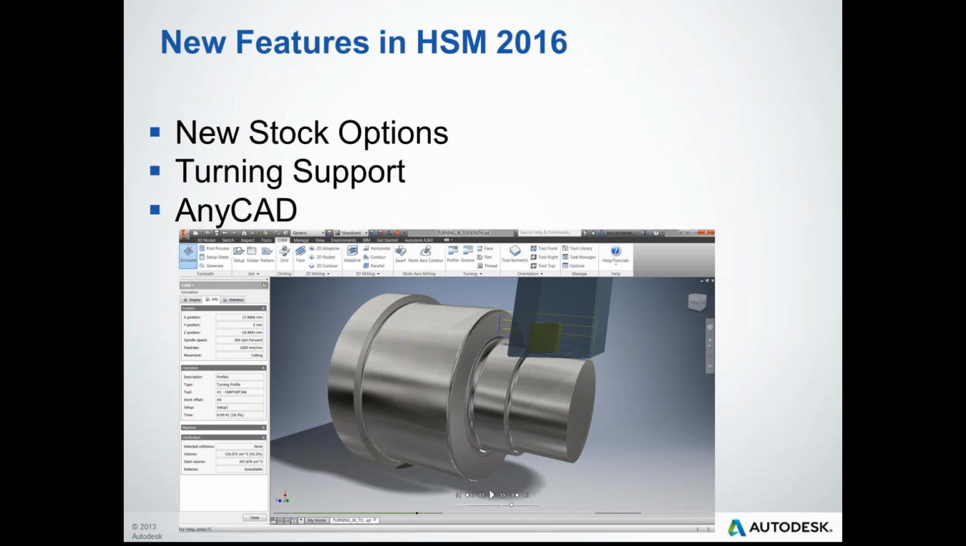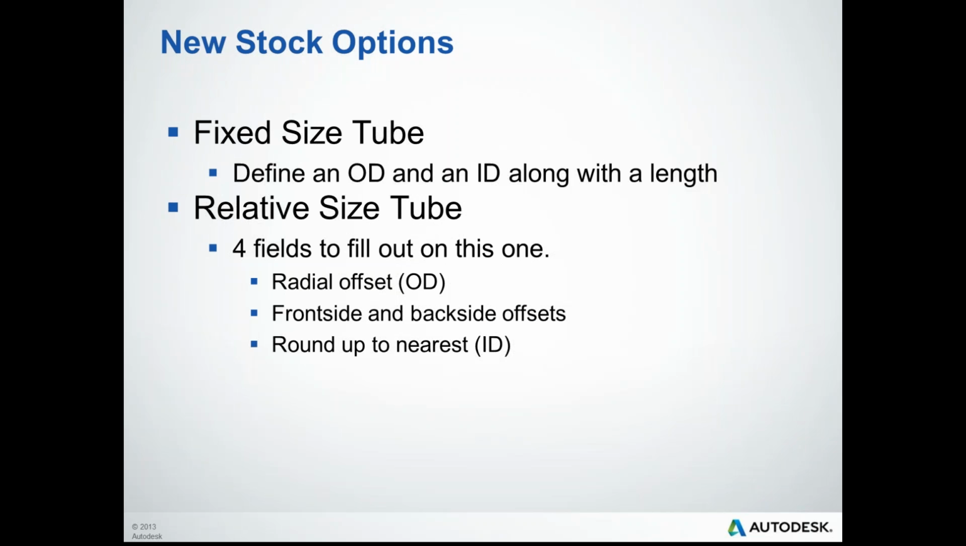With the new stock options, we've added fixed size 2, where you can define an actual OD and ID along with the length to define your tube, or a relative size tube, which has 4 fields involved. You can do the radial offset, which defines your OD, front and back side offsets, and then a round up to nearest, which controls your ID.